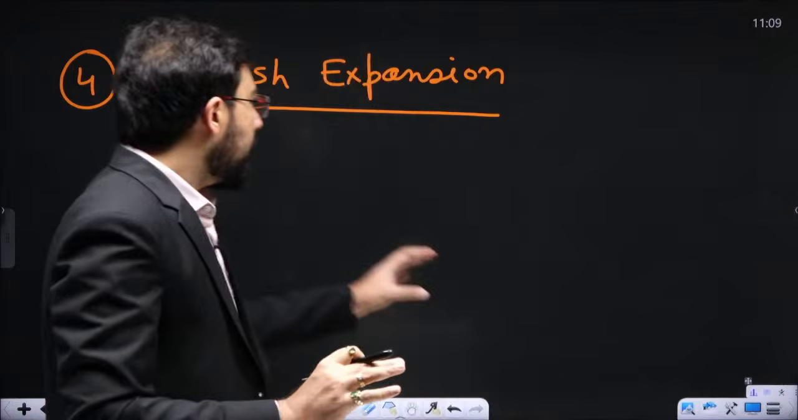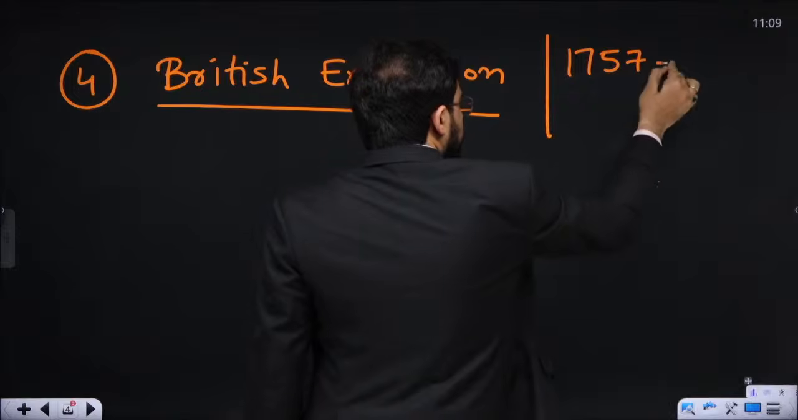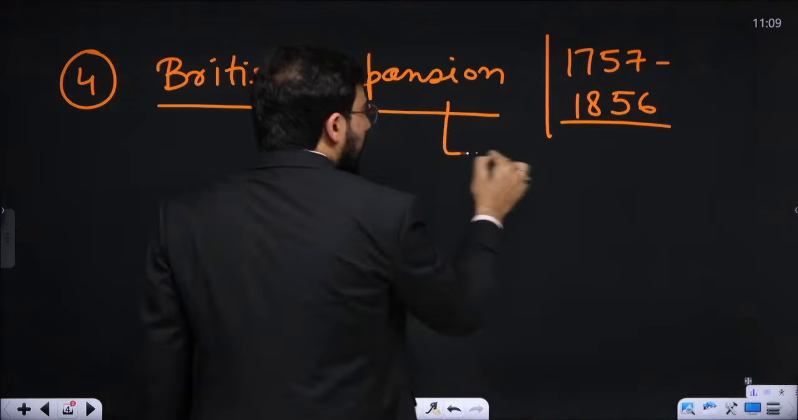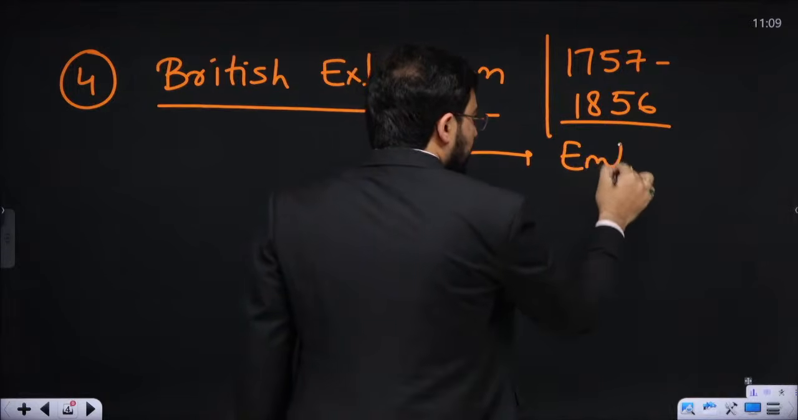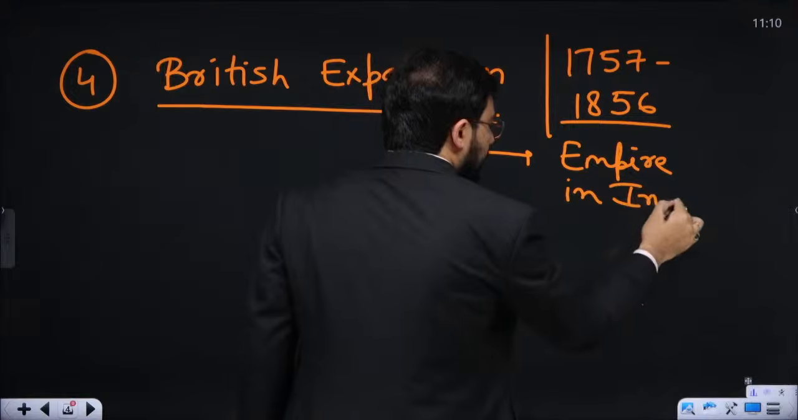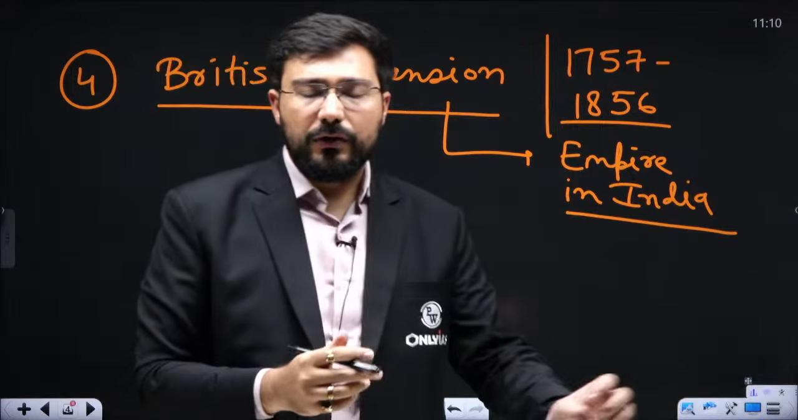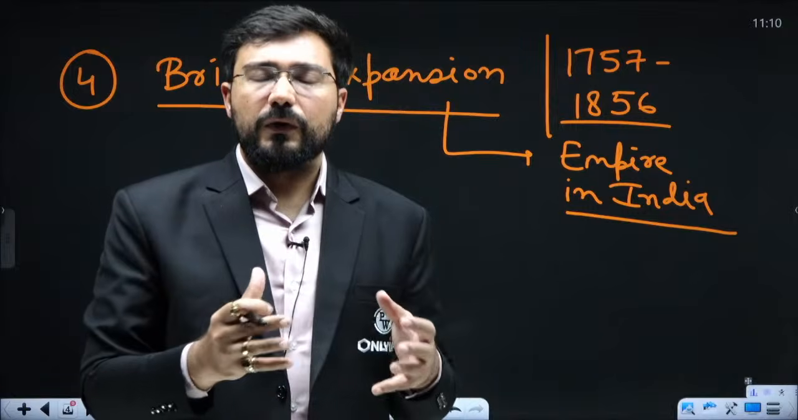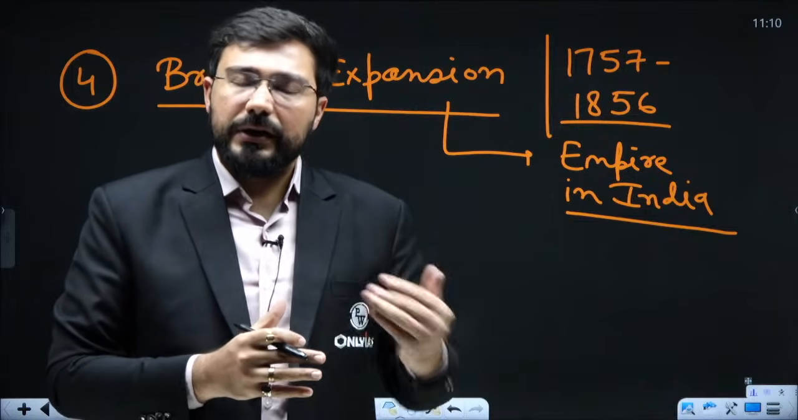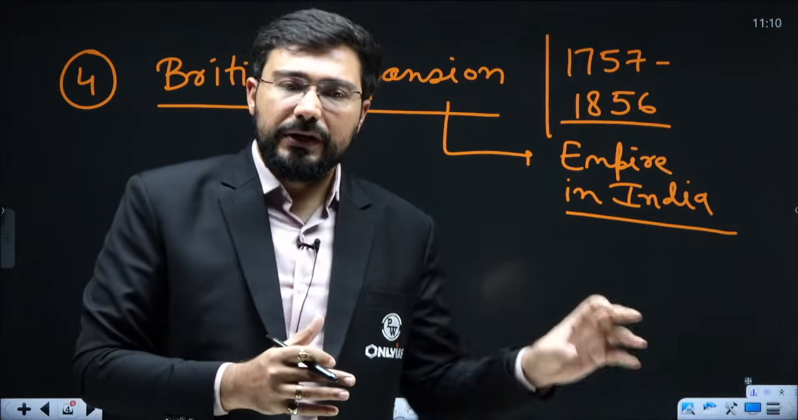All right, so the British, from 1757 till roughly 1856, created an empire in India. India became a colony, eventually, over which they were now going to have control. So after capturing so many territories, side by side, the British also focused on the administrative aspect.